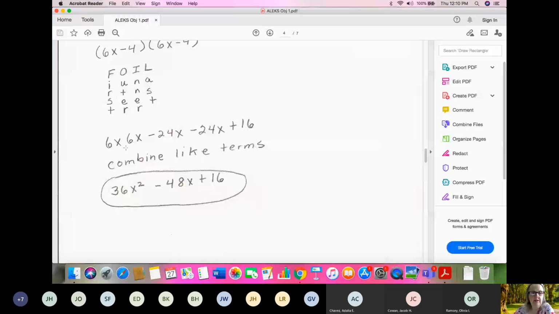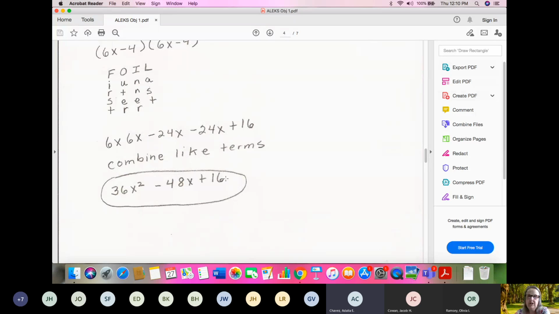6 times 6 is 36, x times x is x squared. Minus 24x, minus 24x. They're like terms because they have the same variable portion, so we combine them by just working with their coefficients. Negative 24, minus 24 more is minus 48 of what? Of x, plus 16. I just brought the 16 straight down.